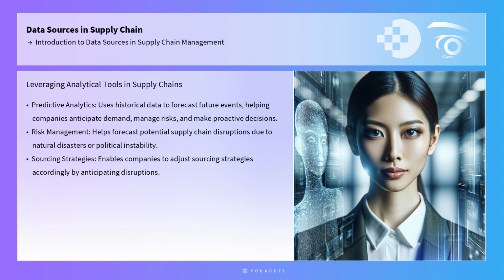To make sense of the vast amount of data generated from these sources, supply chain professionals can leverage various analytical tools and frameworks. One such tool is predictive analytics, which uses historical data to forecast future events. Predictive analytics can help companies anticipate demand, manage risks, and make proactive decisions. For instance, a manufacturer can use predictive analytics to forecast potential supply chain disruptions due to natural disasters or political instability and adjust sourcing strategies accordingly.